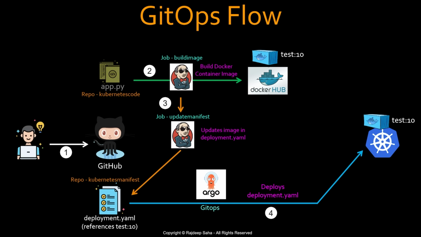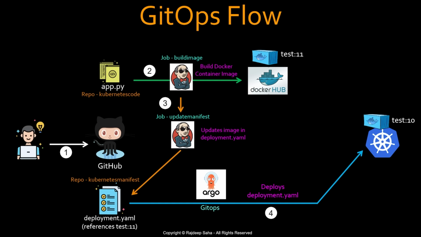What if the application code app.py gets changed and pushed again? So in this case, the job build image will build a new container image and save the container image with the new tag test:11. Then this Jenkins job will trigger the update manifest Jenkins job, which will go and update the image reference in the deployment.yaml file. So now the Kubernetes cluster is running the container image with the tag 10, but the deployment.yaml file is referencing the image with tag 11.